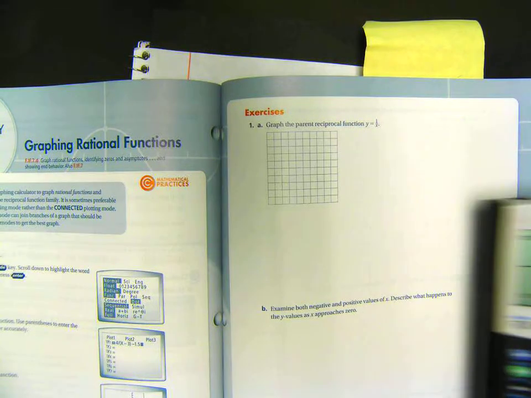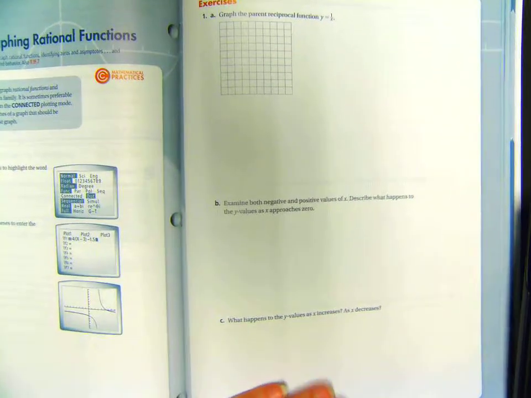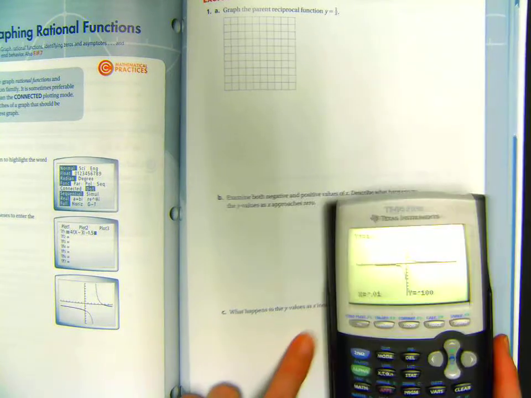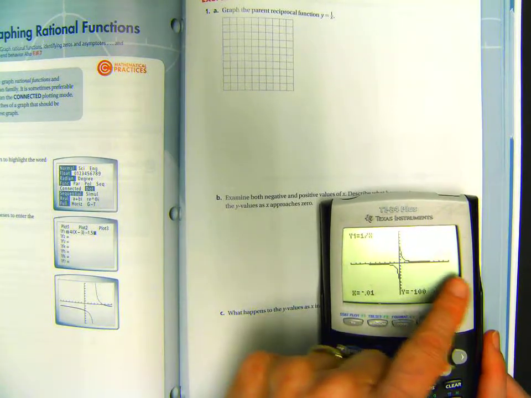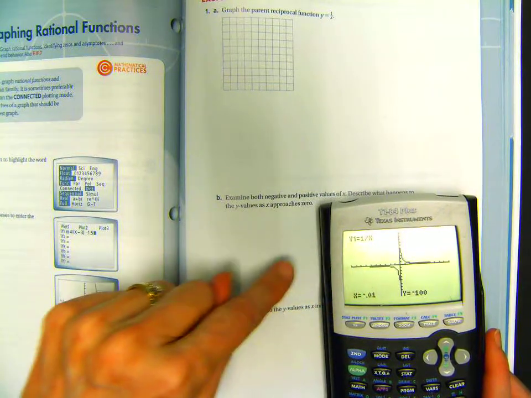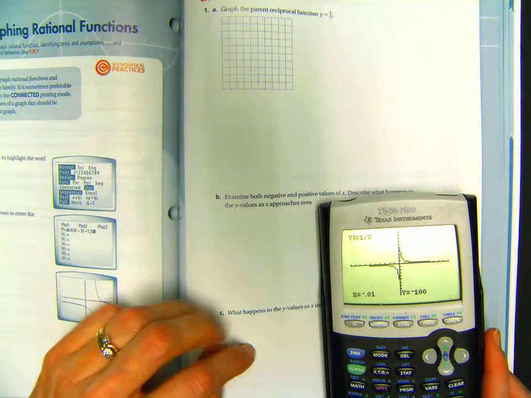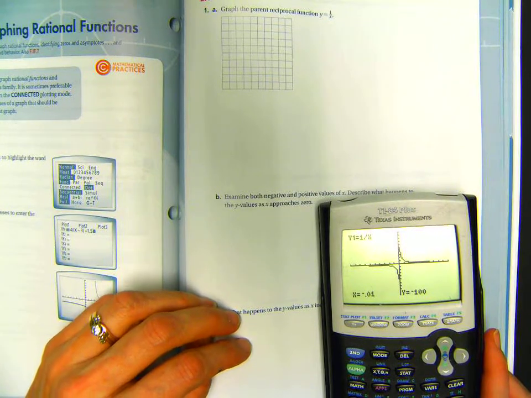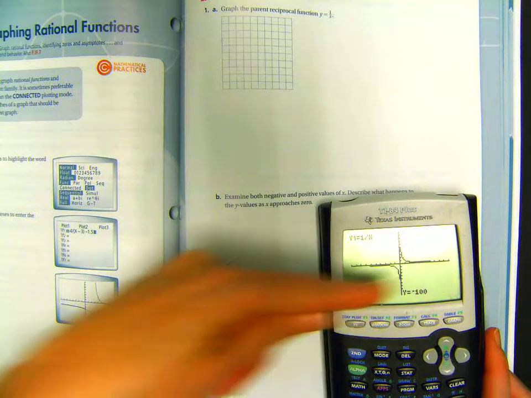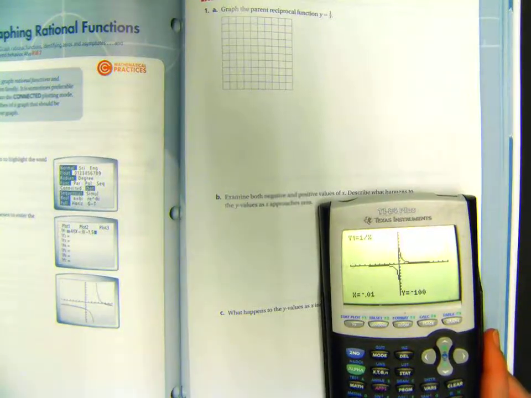More negative would be something they might understand. Okay, what happens to the y values as x increases? And so as x increases, notice the y is getting closer and closer to 0. And as x decreases in the negatives, y is also getting very close to 0. And students might remember the name from exponential functions, asymptote, that the graph is getting very, very close to 0.